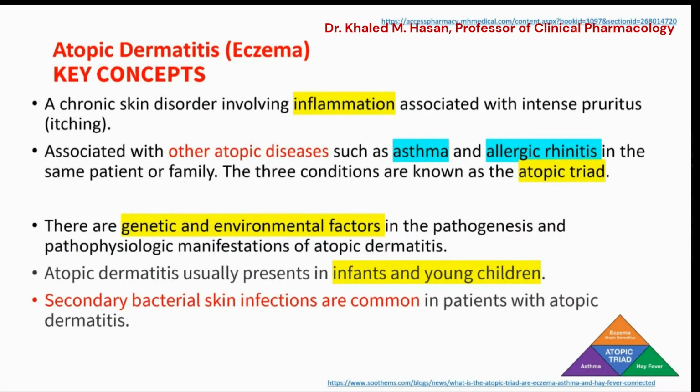Atopic dermatitis, key concept: we have inflammation and itchy skin. Some patients suffer from a combination of conditions called the atopic triad. You can see children suffering from asthma, allergic rhinitis, and atopic dermatitis. So the patient may come suffering from atopic dermatitis, asthma, and allergic rhinitis. We call this the atopic triad.